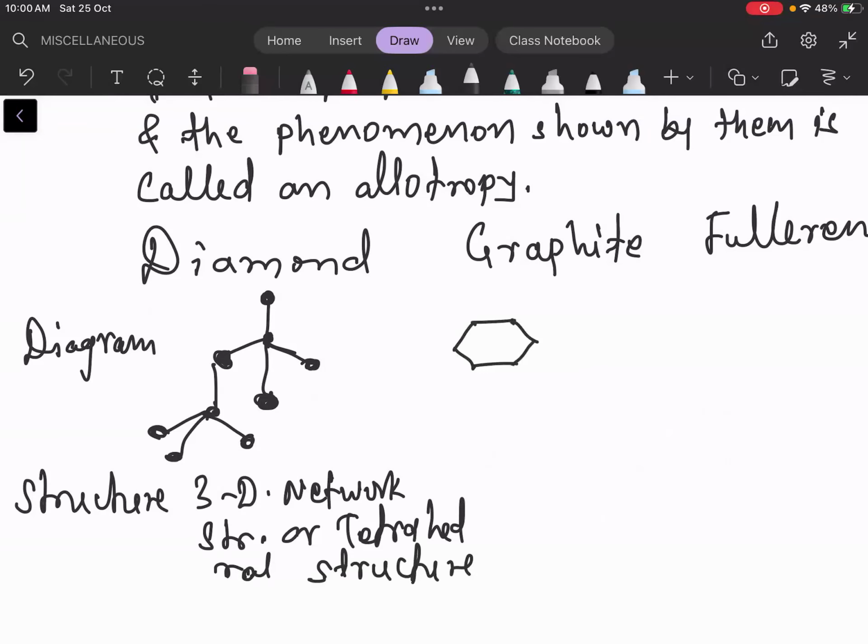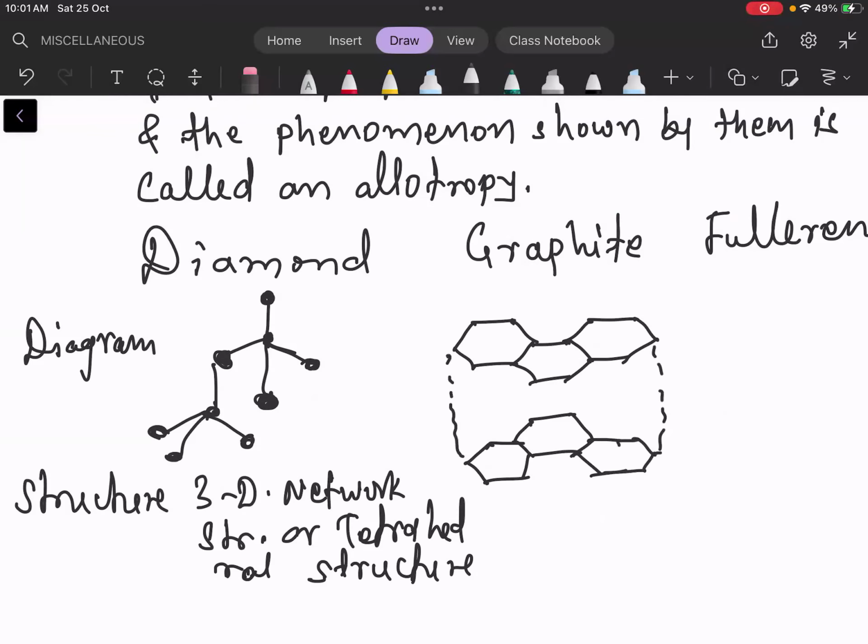Then graphite has a layered structure. This is like a honeycomb structure. These layers of graphite are held together by weak van der Waals forces, and that's why it is flaky and slippery in nature.